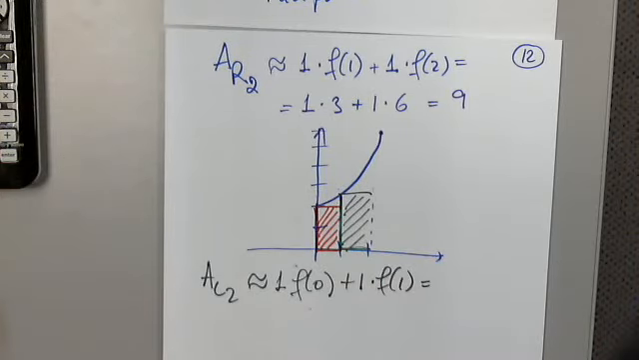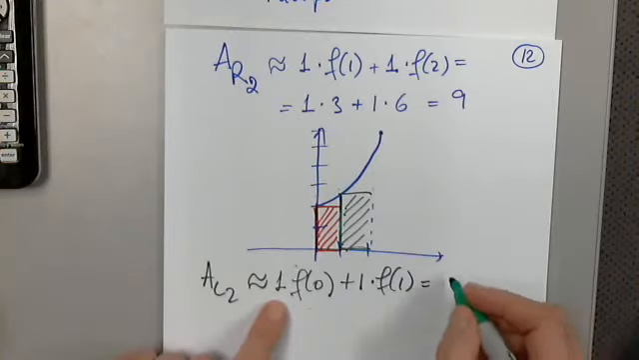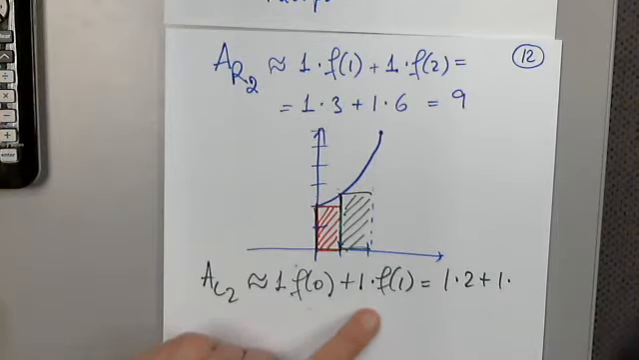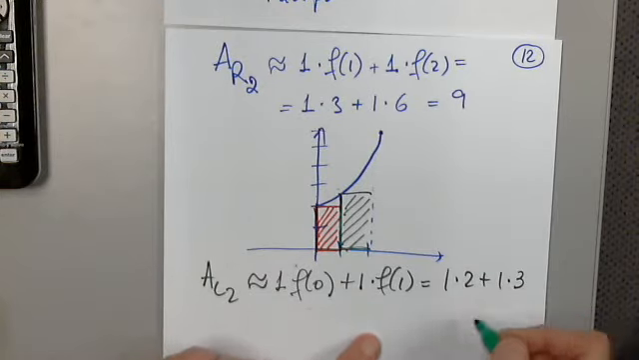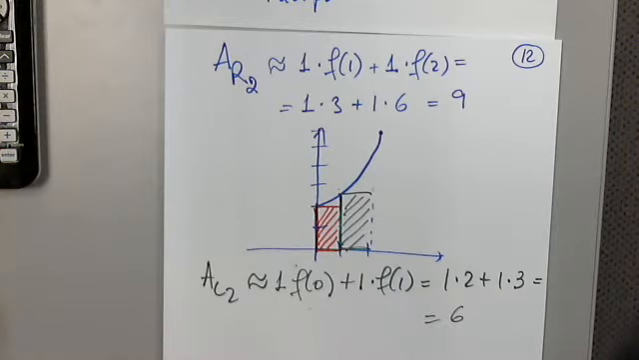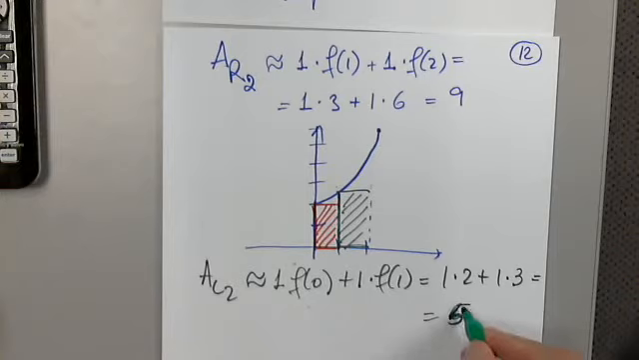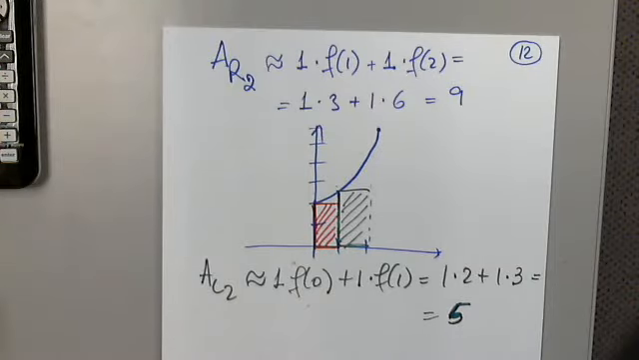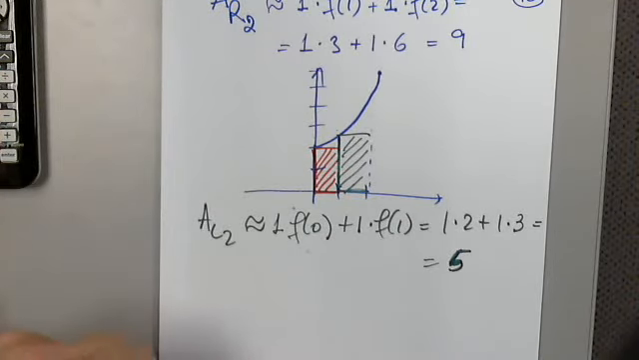How much is f of 0? 2. So it's going to be 1 times 2 plus 1 times f of 1. We have f of 1, which is 3. So 2 plus 3, which is 6. I'm sorry, I meant to write 5, of course, in case you are doubting. No, I cannot make a new rule. This 2 plus 3 is 6. Still can't. It's still 5.